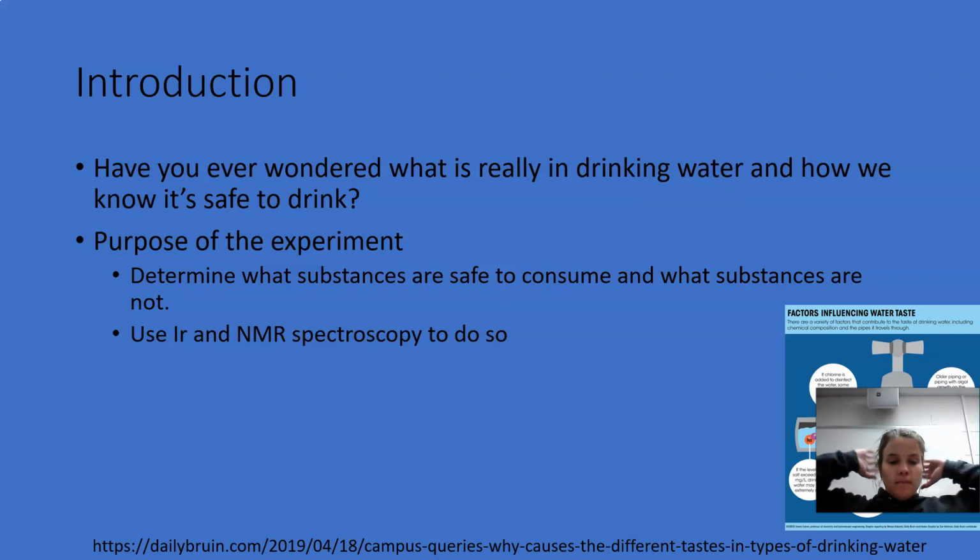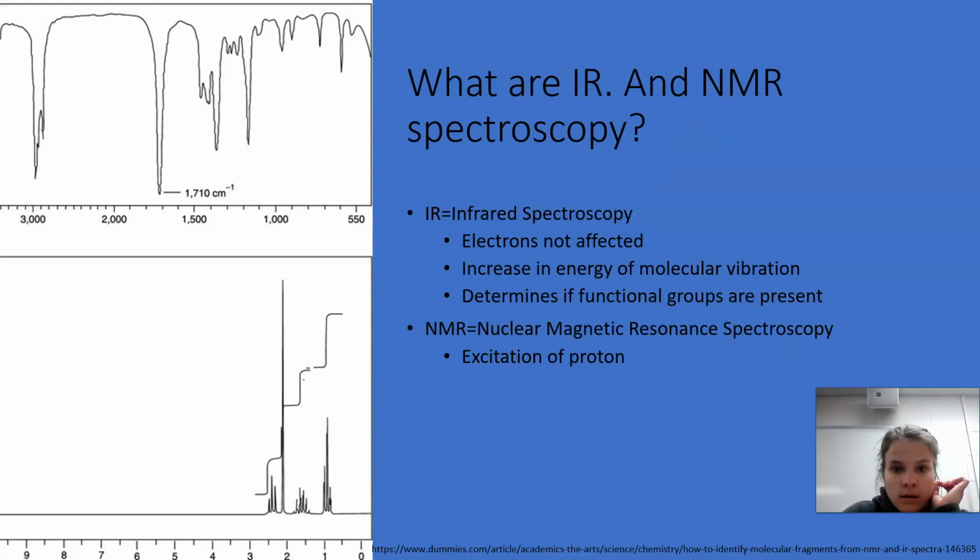IR is infrared, and then NMR is nuclear magnetic resonance. So for IR spectroscopy, the electrons aren't affected. It increases the energy of the molecular vibration, and then it determines the functional groups that are present. And then the NMR shows the excitation of a proton.